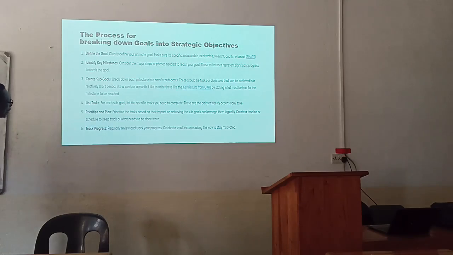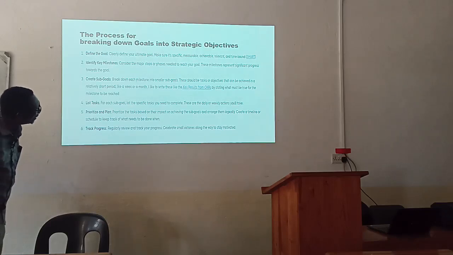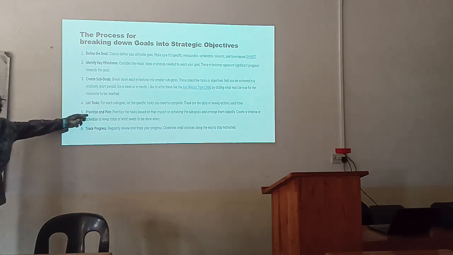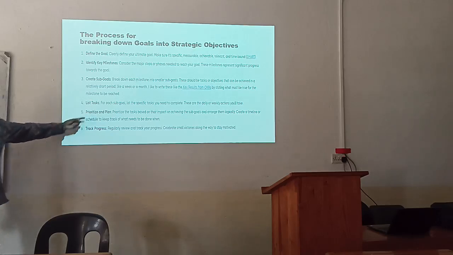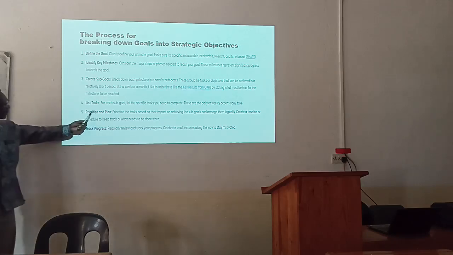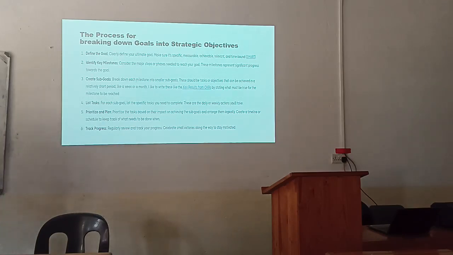List tasks for each objective. List the specific tasks you need to complete. These are the daily or weekly actions you will take, okay? Prioritize your plan. This is the one that really makes it. A lot of times we forget how important this one is. There is, do you know the matrix on prioritization? Matrix? Okay. I've been using this.